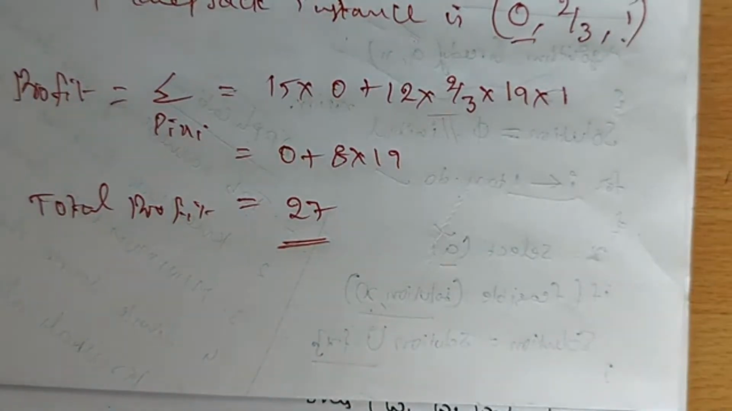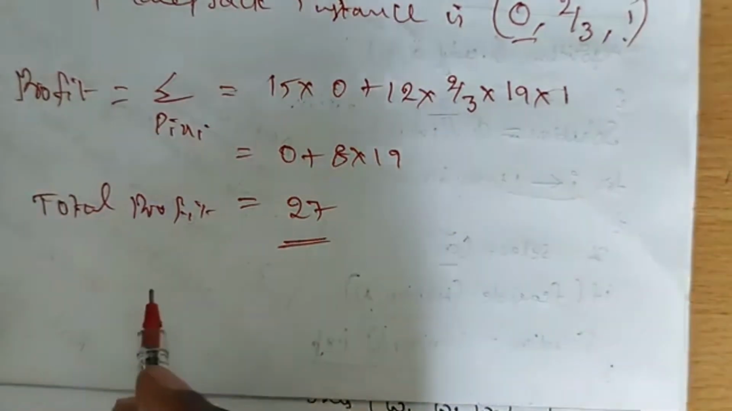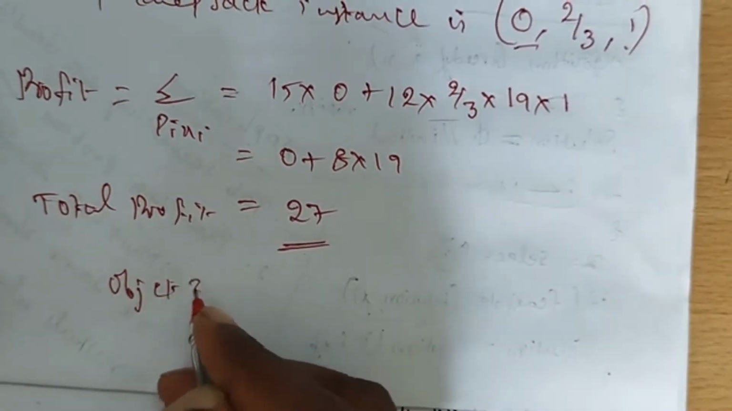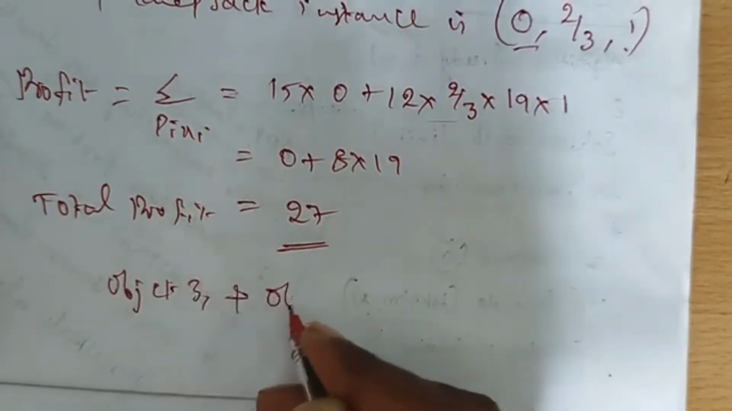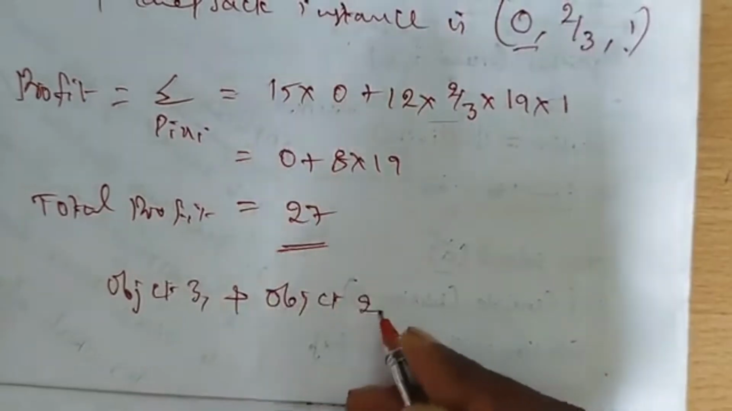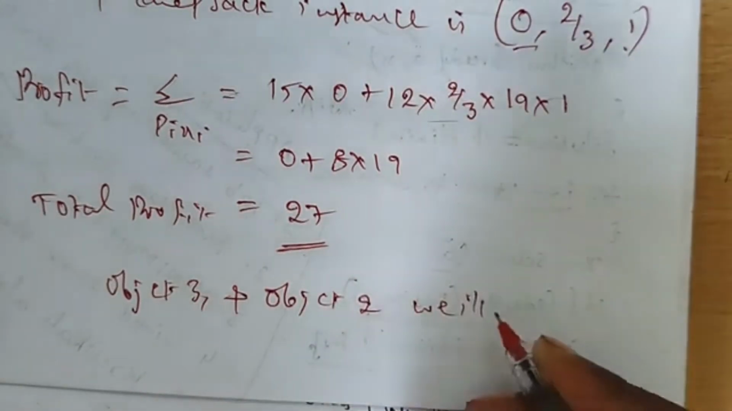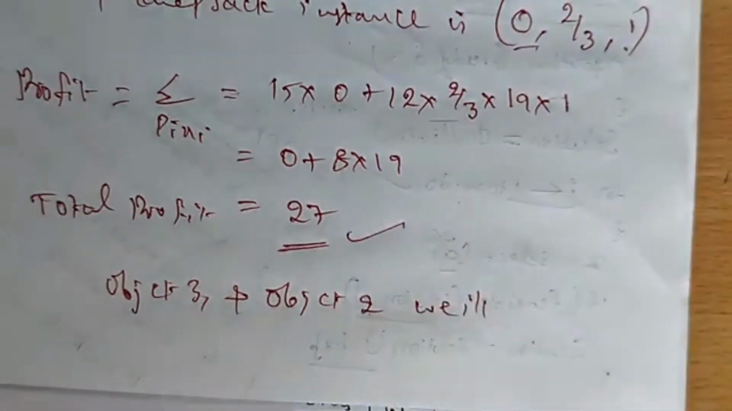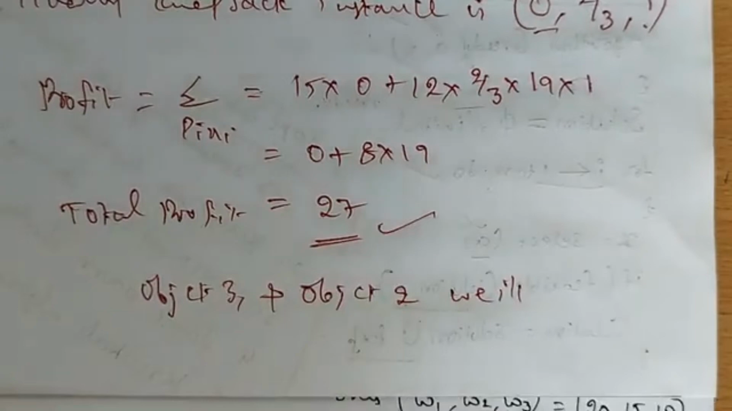By placing in this order, object 3 and object 2, we will get the maximum profit, which is 27. Okay, this is about the knapsack problem using the greedy method.